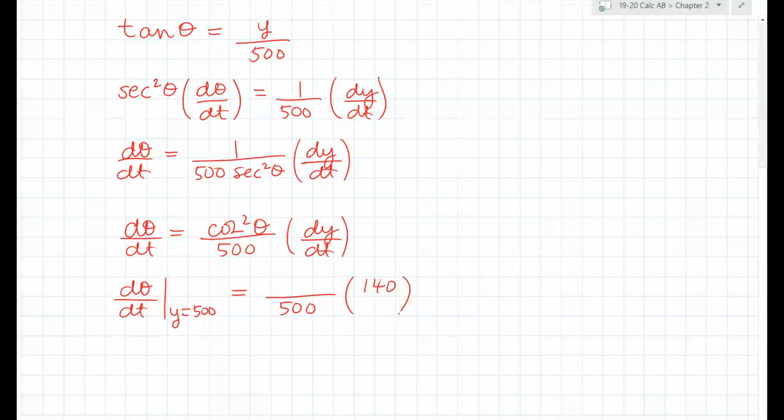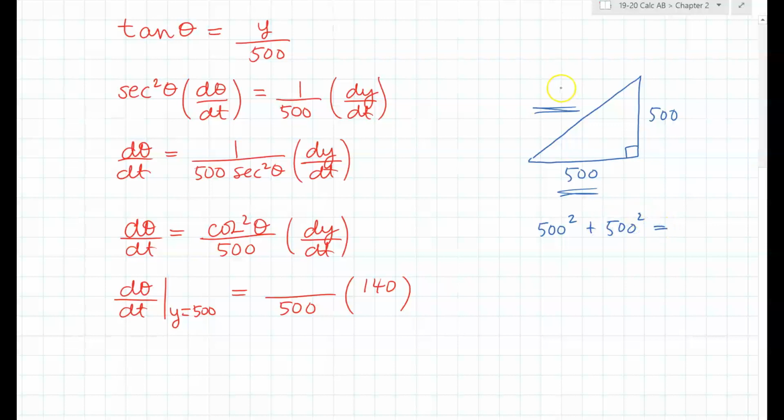Okay, now I just got to figure out what cosine of theta is. So I'm going to go over here. This is 500, and this is 500. Okay, so we just have to figure out our values to find cosine. So cosine, I need the adjacent, and I need my hypotenuse. Well, the hypotenuse is going to be 500 squared plus 500 squared equals, let's call this our r value, so r squared.